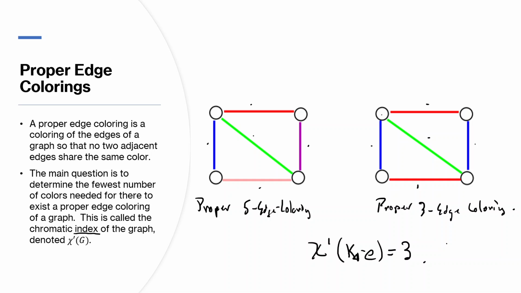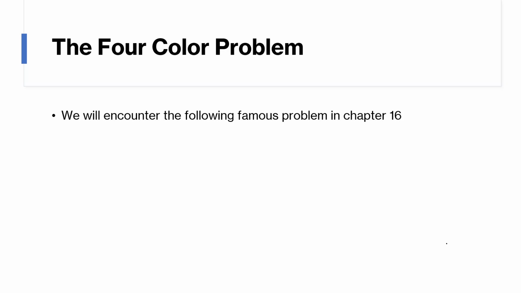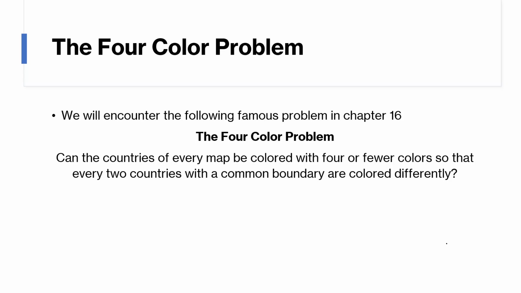So that's proper colorings of both vertices and edges. One place this comes up is in a very famous problem called the 4-color problem, which we'll talk about later on in the class. I'm not going to go into tremendous detail about it, but I'll give you just a brief overview and share with you an unsolved problem related to this. So this is the 4-color problem.